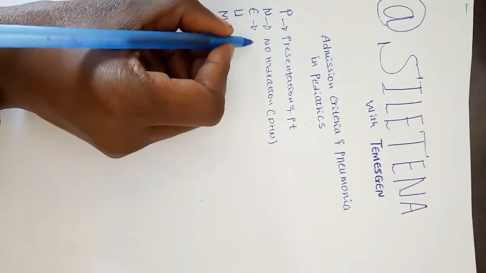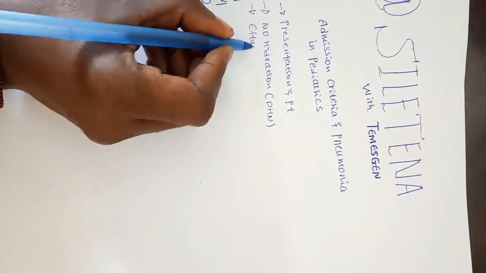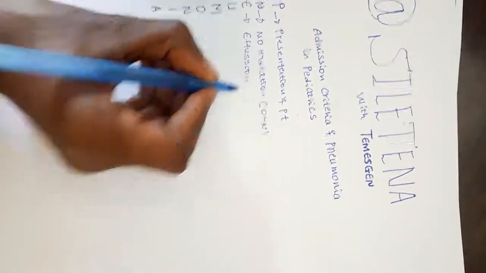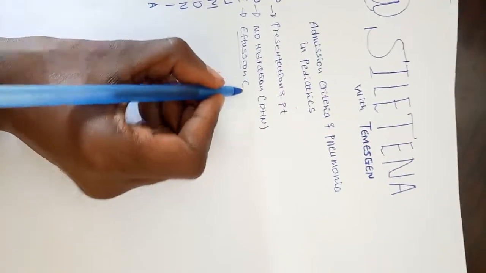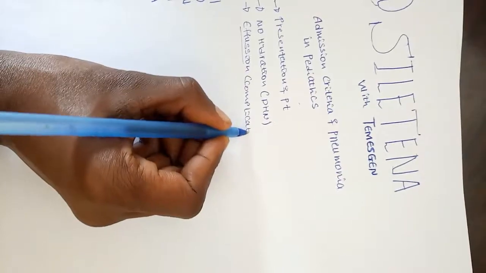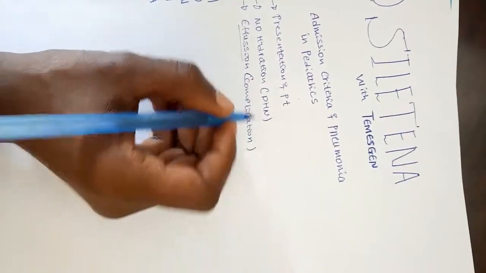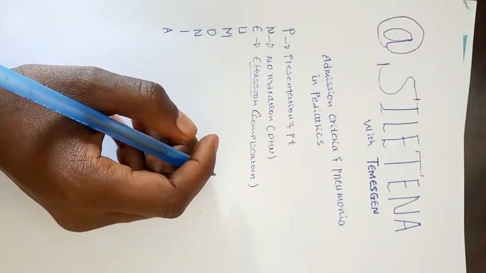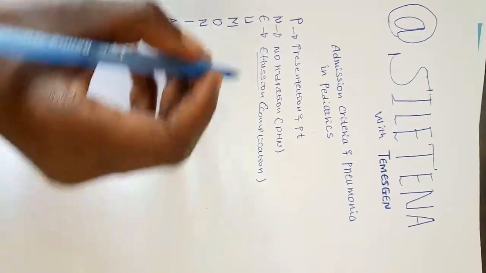The E stands for effusion. This is one complication of pneumonia. So if we find any complication of pneumonia in that child, any symptom and sign of complication, we have to admit that patient also and treat as an inpatient.